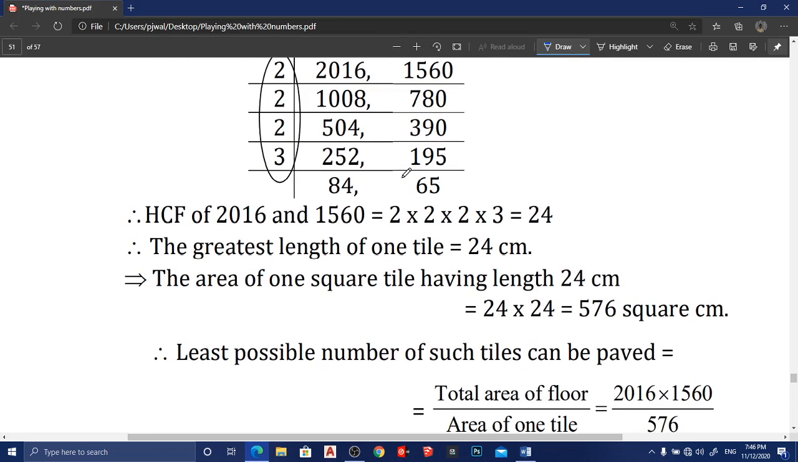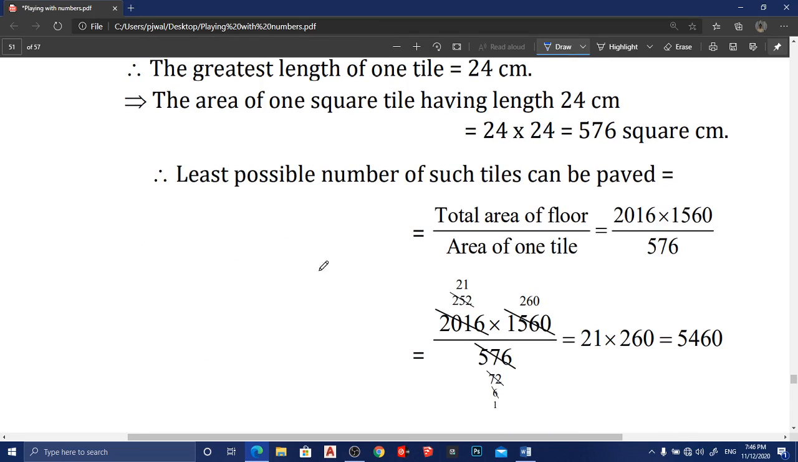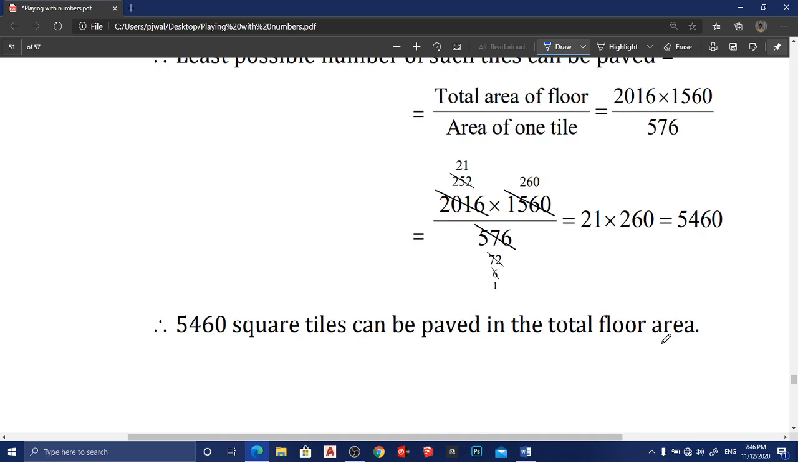So how can you find out the total area? You know the area of the rectangle is length into breadth. So this is the total area of the floor by the area of one tile. Now if you divide these two numbers, you will get the total number of tiles, which is 5460 square tiles that can be paved in the total floor area.